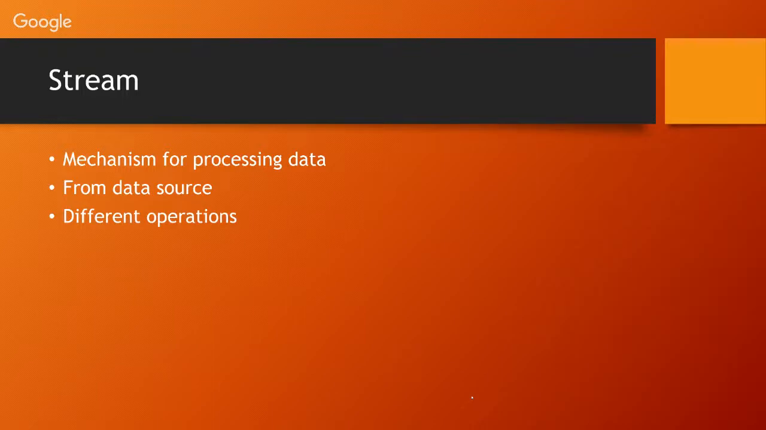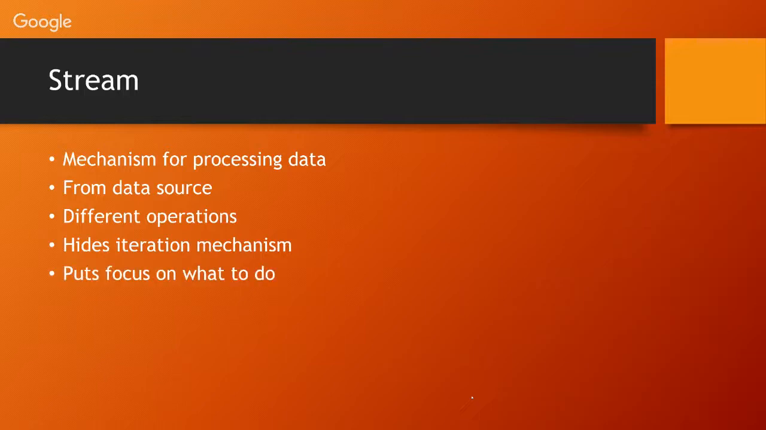They offer different operations categorized in two categories: intermediate operations and terminal operations. The difference between them is that intermediate operations just give back another stream to us, and terminal operations are consuming the stream. That is, they're completing the operation we are doing at the moment. Streams allow us to hide the iteration mechanism. So it helps us focus on what we want to achieve rather than how we want to achieve it.